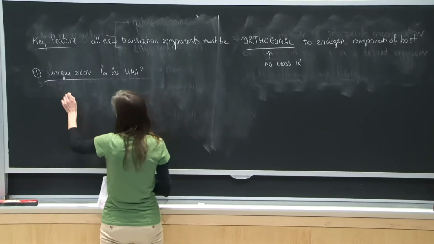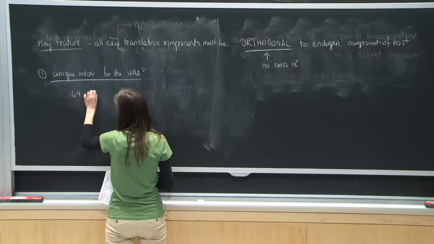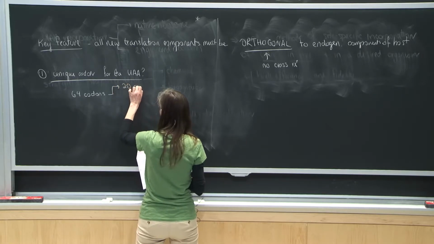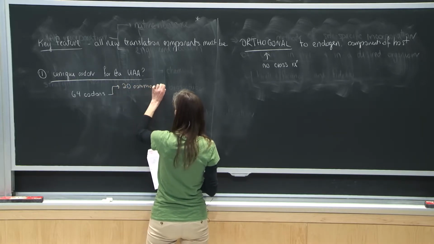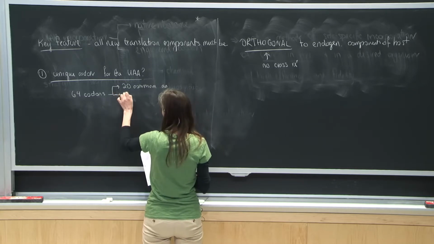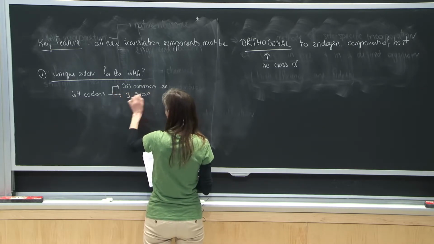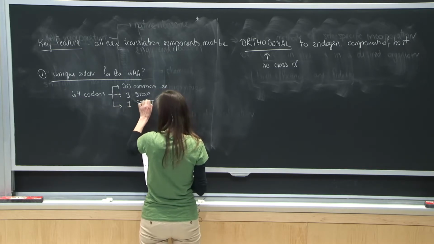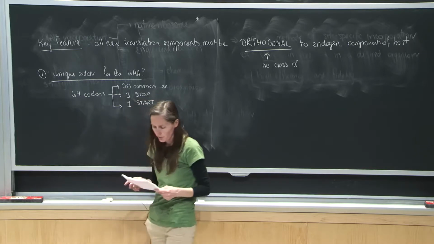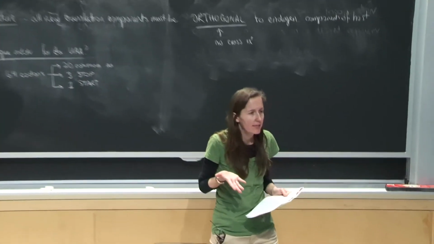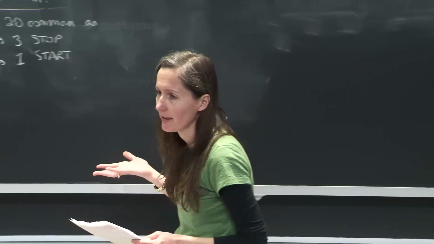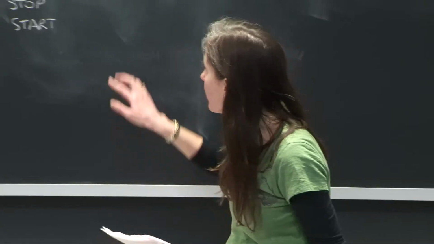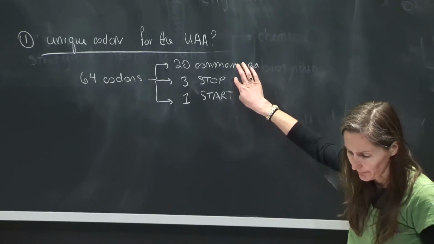And so if we consider the 64 codons, they're used up with the 20 common amino acids. We have the 3 stop codons and the 1 start codon. And so in thinking about this, we can ask, do we really need 3 stop codons? We certainly need our start, and we need codons for the amino acids. But is there some wiggle room here?